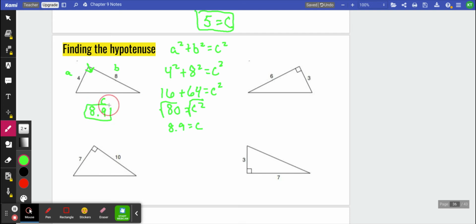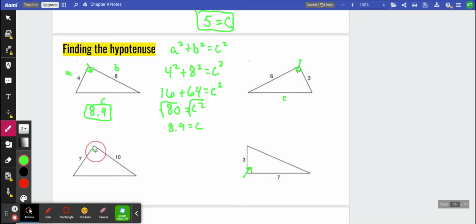And if we look to see if that makes sense, it's bigger than 8, but if I were to go from here to here, that has to be shorter than 4 plus 8, which is 12. So that makes sense as my answer. In all of these examples, we are going to be looking for the hypotenuse.